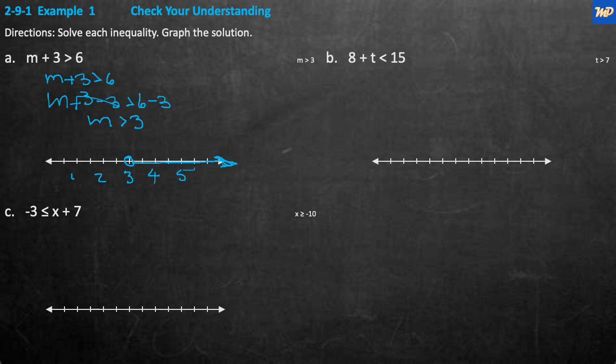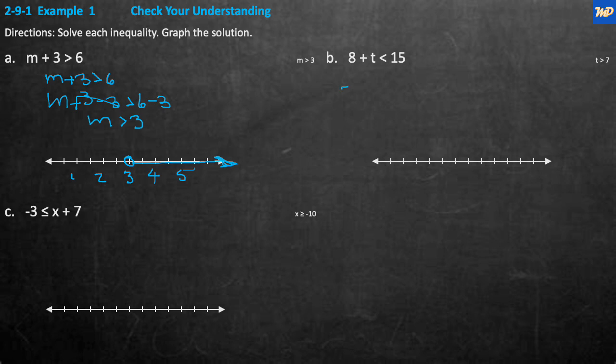Okay, so now B, 8 plus t is less than 15. So again, we look at the inequality, and what does it say? Less than. There's no equal to it. So that means we're dealing with a circle. And we're going to have to get the t by itself. In order to do that, we have to get rid of the plus 8, which means you have to add a negative 8 to it. So we're going to do that.